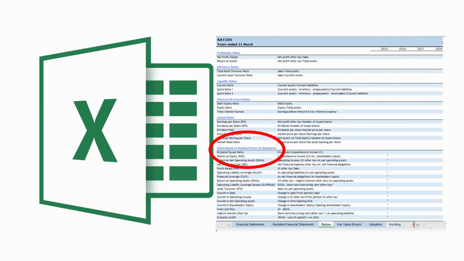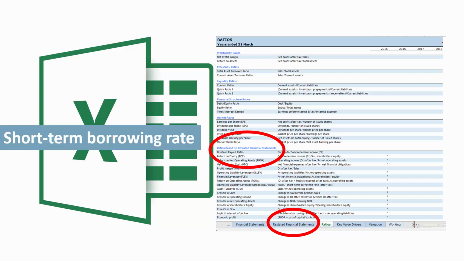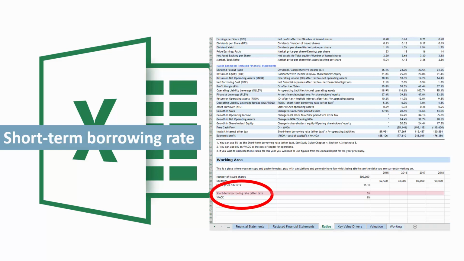For the ratios under the heading Ratios Based on Restated Financial Statements, you can calculate these ratios by linking to cells in the Restated Financial Statements worksheet. You will also need a figure for the short-term borrowing rate to calculate operating liability leverage spread. You will see I've entered this figure in the working area at the bottom of my ratios worksheet.